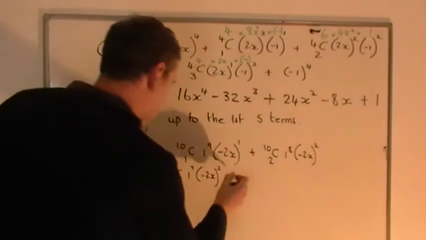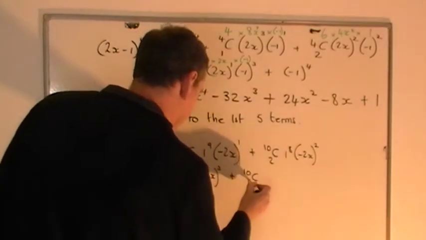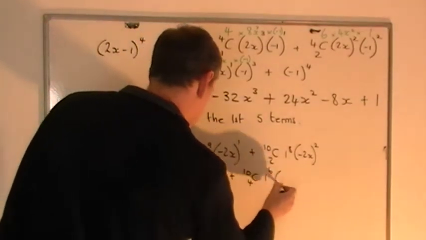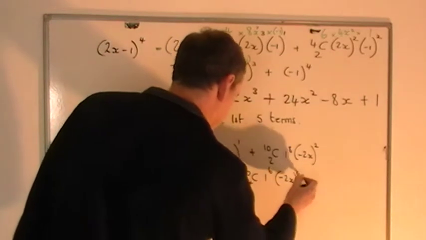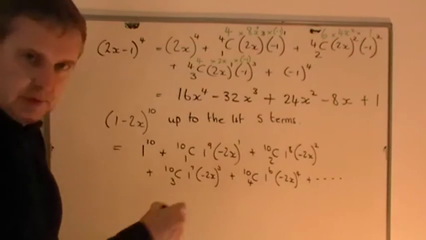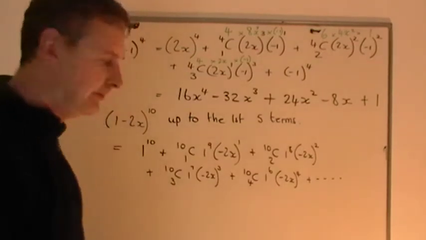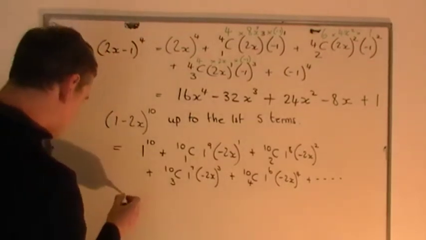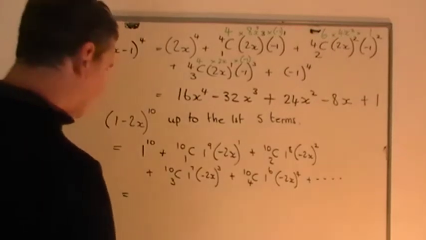That's 4 terms, and then the last term is 10 choose 4, 1 to the 6, minus 2x to the power 4. And then plus dot dot dot dot dot. That's all you need to do, put plus dot dot dot dot dot for the rest of them. Okay, hopefully we can see what these work out to be at the bottom of the screen.